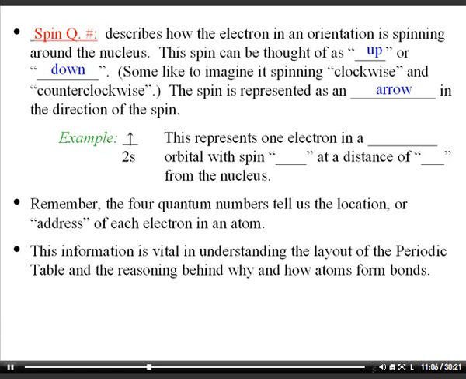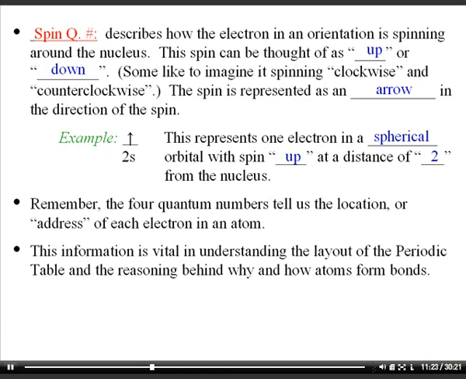Now we have the 4 parts of the address where the electron lives. We have an example here, 2s, a line, and an arrow pointing up. This represents an electron that's in a spherical orbital. It has a spin up, and it's at a distance of 2 from the nucleus, so it's a little further away than a distance of 1.